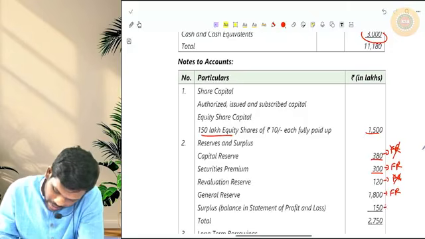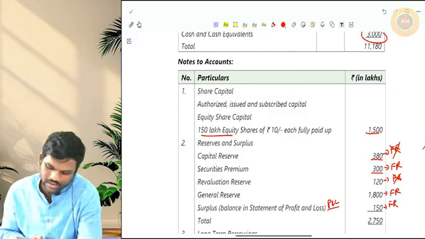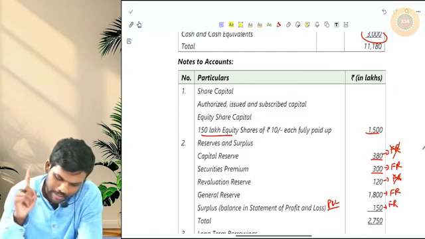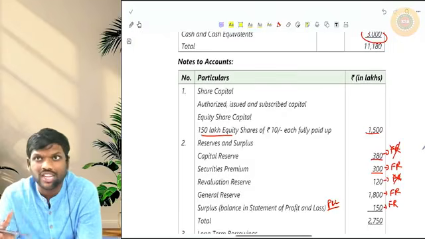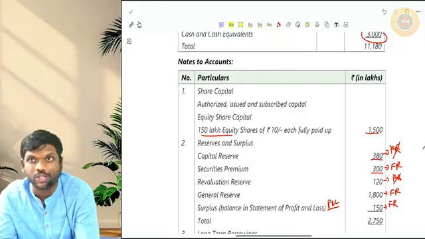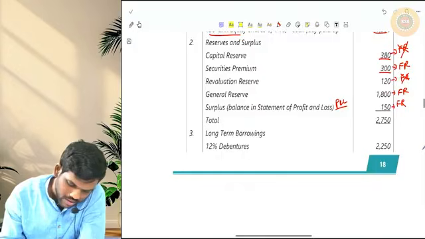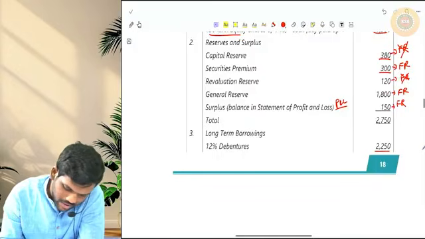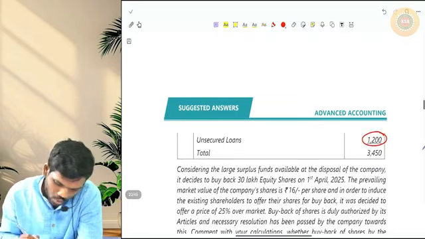Surplus, balance in the statement of P&L, this is nothing but our P&L account. This is a free reserve. Ensure you know this clearly. Capital reserve is not a free reserve. Revaluation reserve is not a free reserve. Statutory reserves, investment allowance reserve, or some other reserve created as per requirements of a law, that is also not a free reserve. You cannot use it however you want. And then in long-term borrowings, we have debentures, and there's also an unsecured loan.